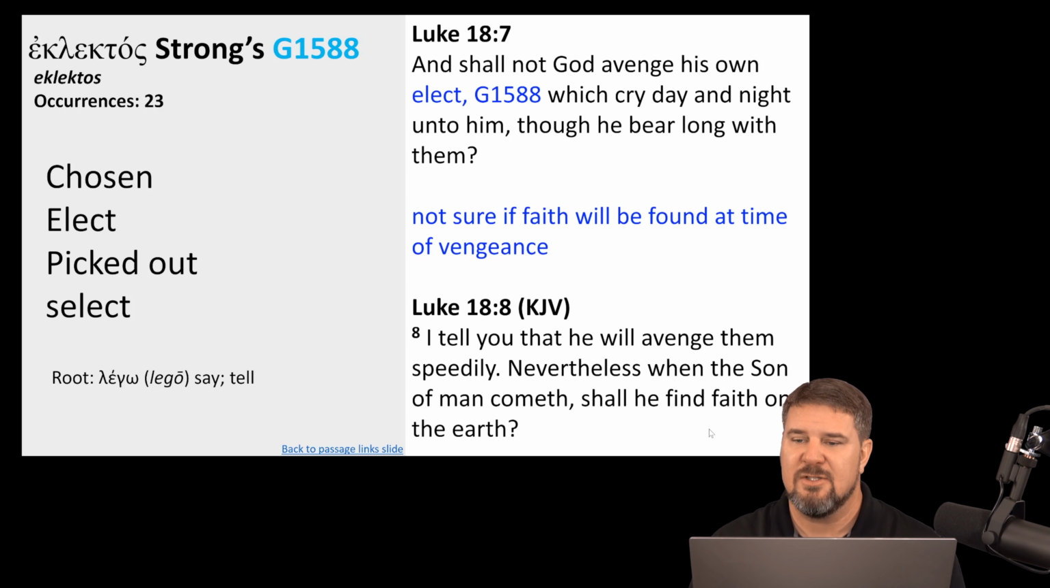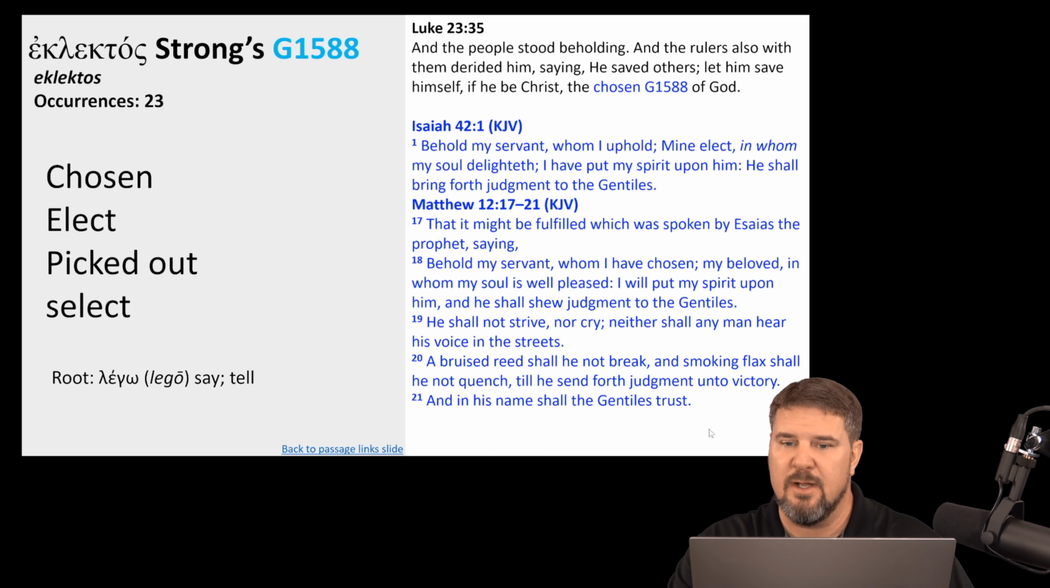Luke 18:7, "And shall not God avenge his own elect, which cry day and night unto him, though he bear long with them?" So God is not sure if faith will be found when he comes at that time, if you look at the very next verse. So how could God not be sure if faith was going to be found if he was the one authoring and giving the faith? "Nevertheless, when the Son of Man cometh, shall he find faith on the earth?" So based on the hardships and trials that Israel is going through, God is going to avenge them as promised in the Old Testament. Most of the Messianic prophecies are about that.